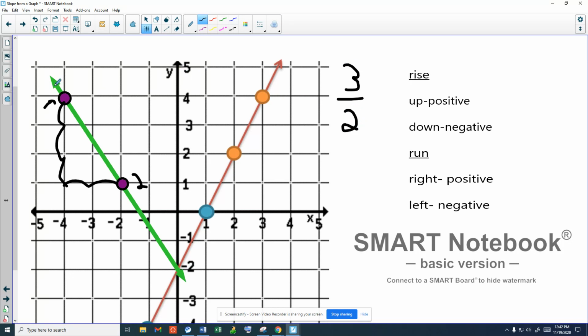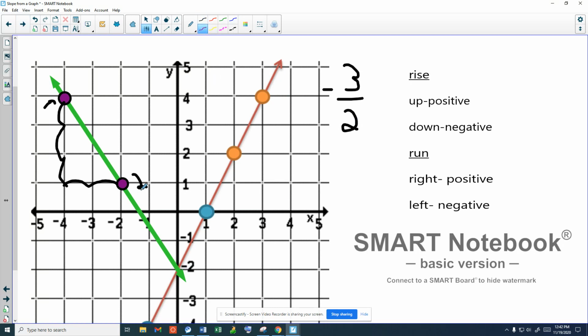Now, we look at this line, and it is supposed to be a negative slope, which means we can tack on a negative. It really doesn't matter which number here, the 3 or the 2, is negative, as long as just one of them is negative. We can have negative 3 divided by positive 2, or we can have positive 3 divided by negative 2. Either way will work, and I'll show you how.